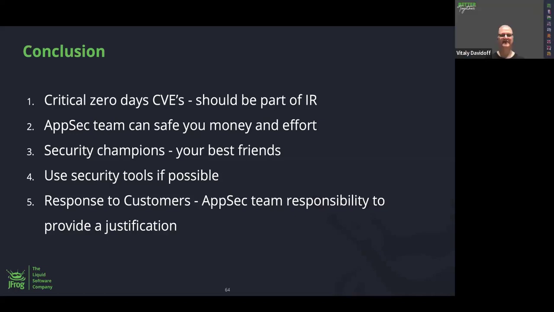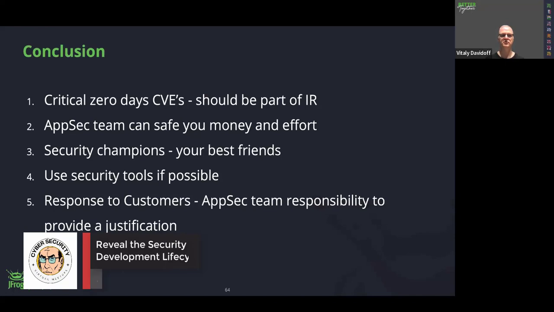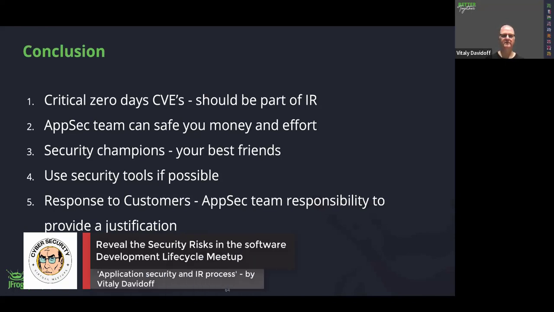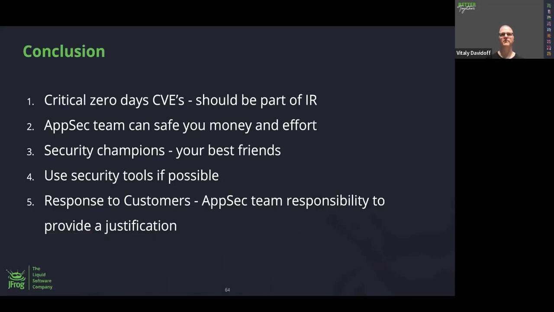Okay, so again, from our point of view, critical zero-day CVEs should be part of the incident response, but the AppSec team can help here, saving money and effort by stopping this process if you are not affected by the issue. Security champions are your best friends. So if you don't have a security champion program, you can also contact me. We've been running it for many years, so it's very good.